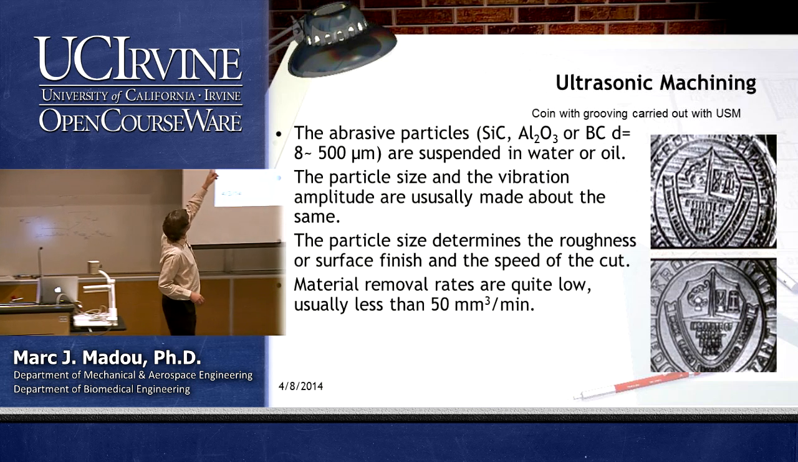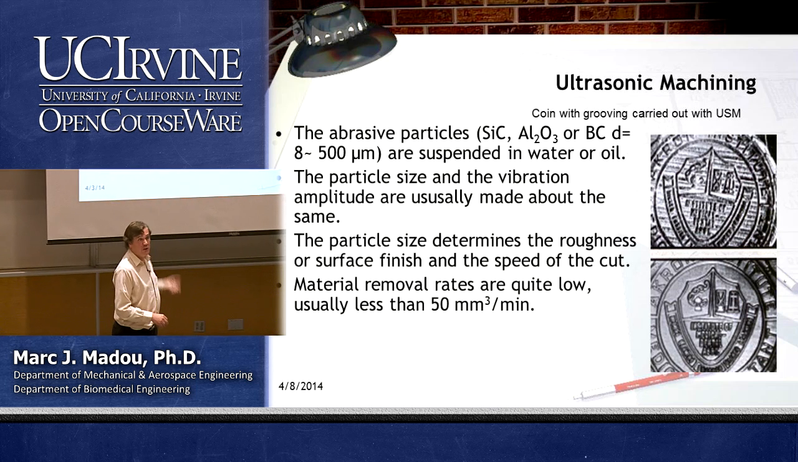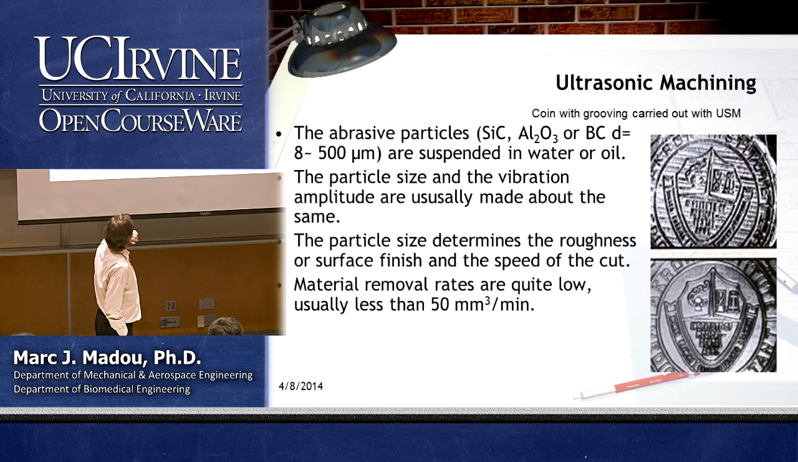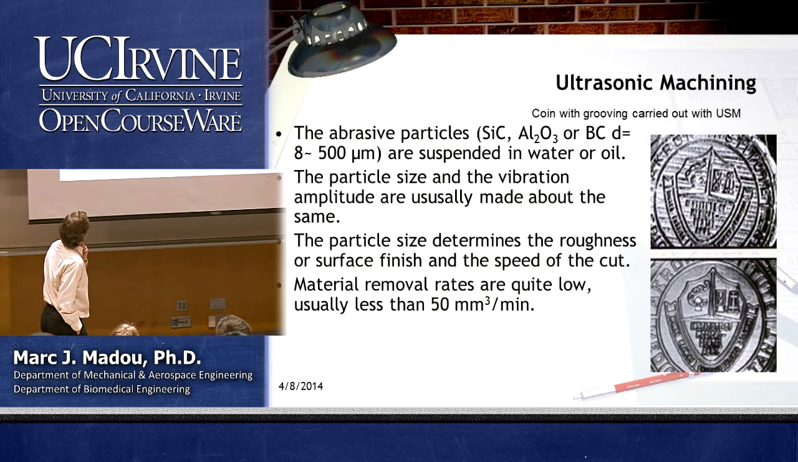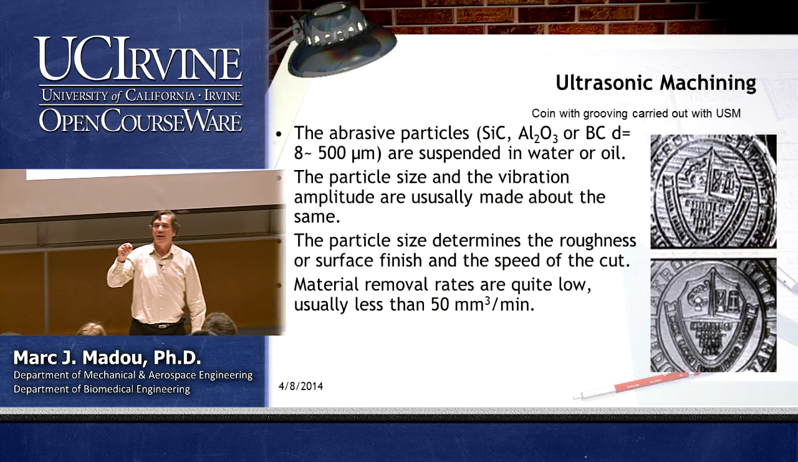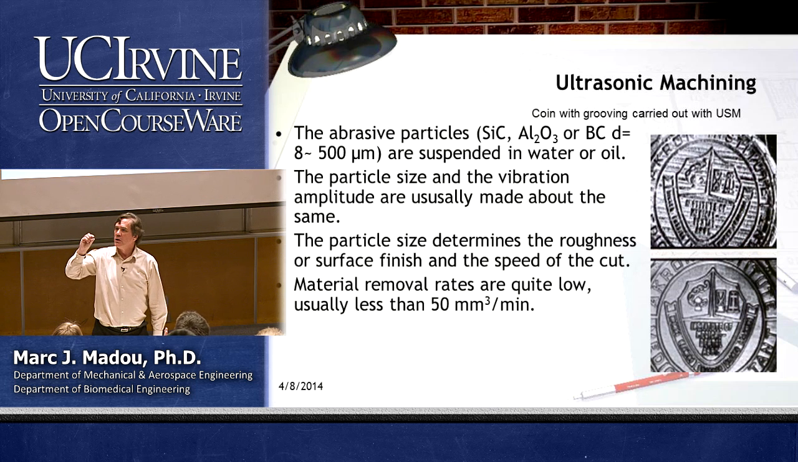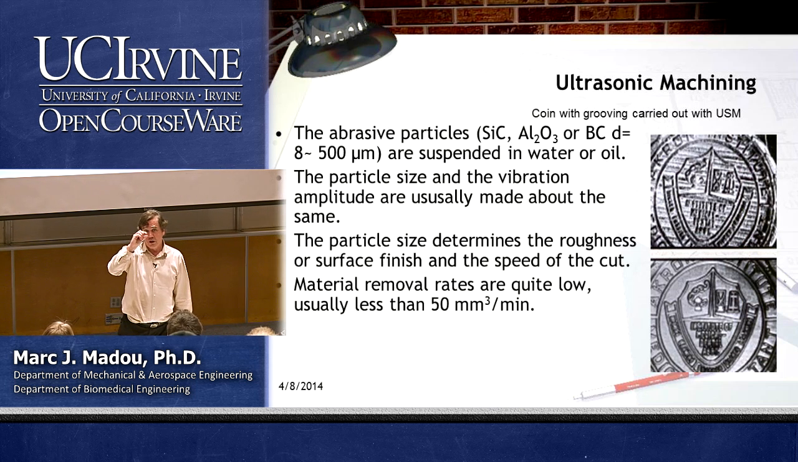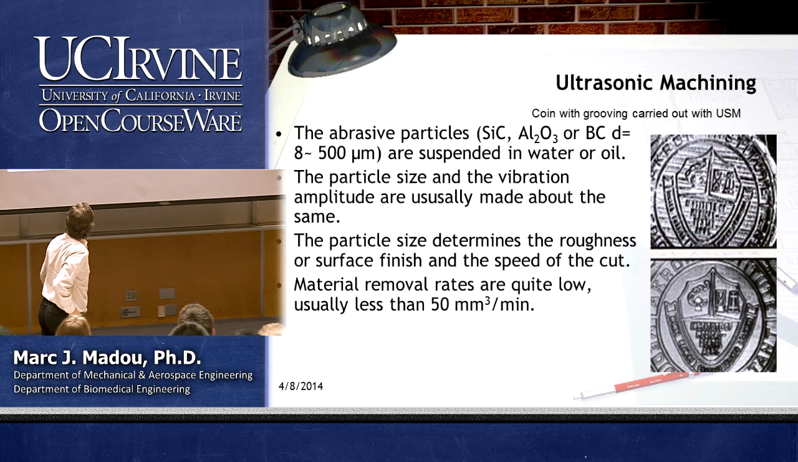Abrasive slurry particles are 8 to 500 microns. They can be silicon carbide, aluminum oxide, or boron carbide. They're suspended in water or in oil. And the particle size and the vibration amplitude are usually made about the same. So in other words, that 0.025 millimeter amplitude would then correspond to the particle size.